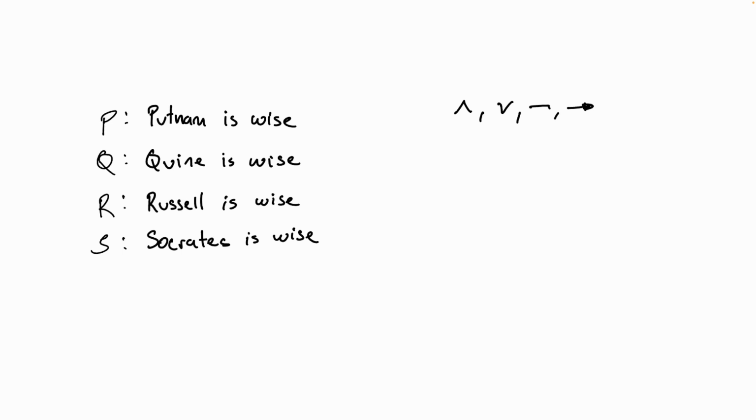Thus, if you want to say of two propositions that they're both true, then you stick a conjunction sign between them. If you want to say that at least one is true, you stick a disjunction sign between them, and so on.